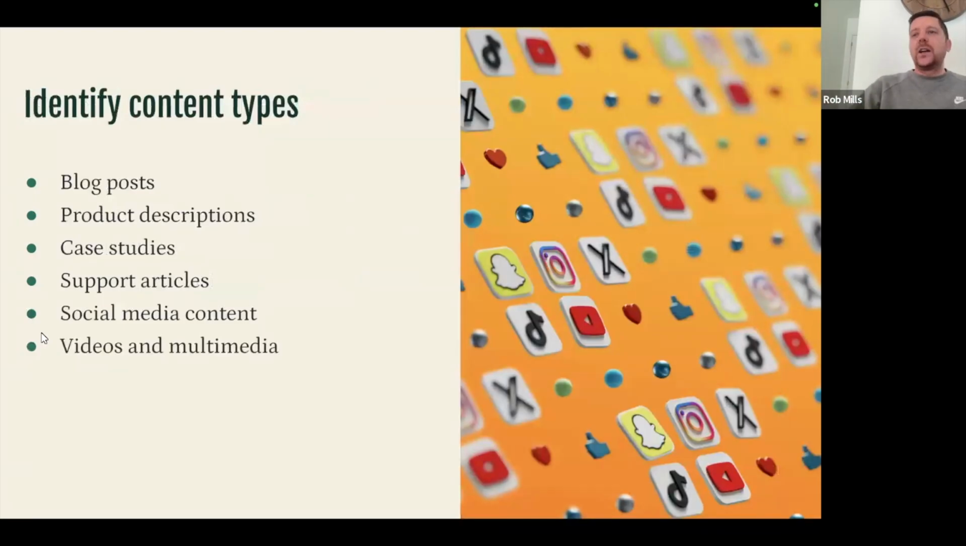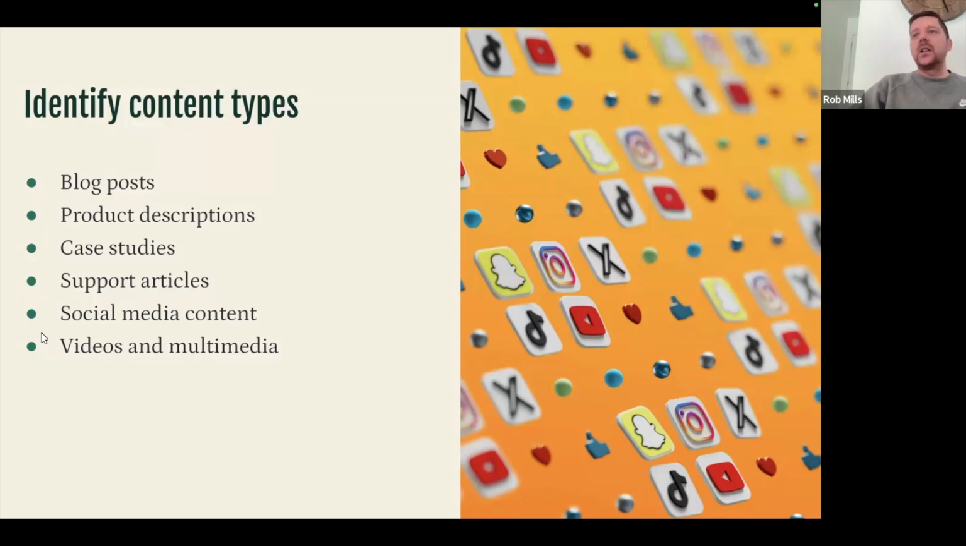So in terms of identifying those content types to then build models for and from, common examples, this is not an exhaustive list, but examples of content types to give it some context: a blog post, a product description, a case study, a support article, your social media content, videos, multimedia. Obviously, the specific types that you need will depend on your organization and your users.